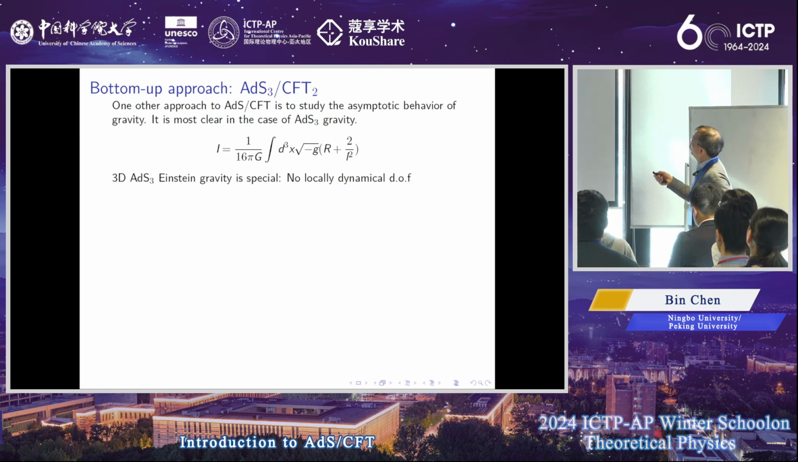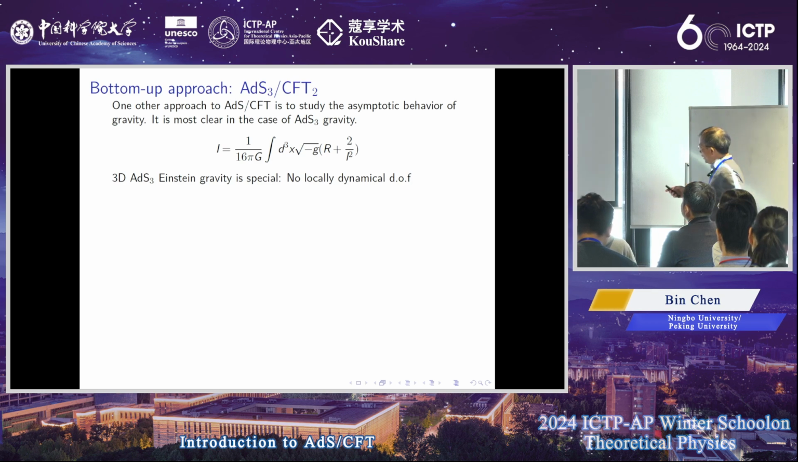But here I introduce this AdS3/CFT2, whose establishment relies on the analysis of the asymptotic behavior of gravity. Here is the action of AdS3 gravity. This is the Einstein-Hilbert term plus the cosmological constant. We know that in 3 dimensions, pure Einstein gravity has no dynamical degrees of freedom. We have no gravitational waves in standard Einstein gravity in 3 dimensions.